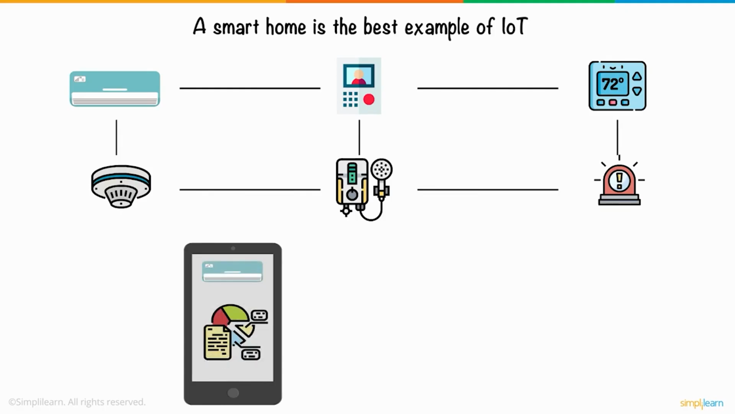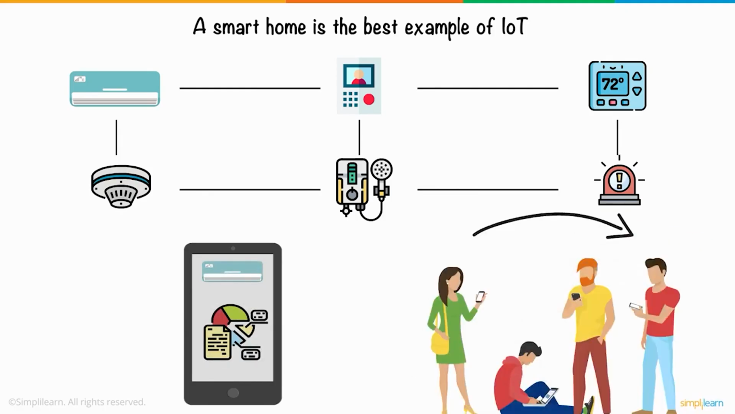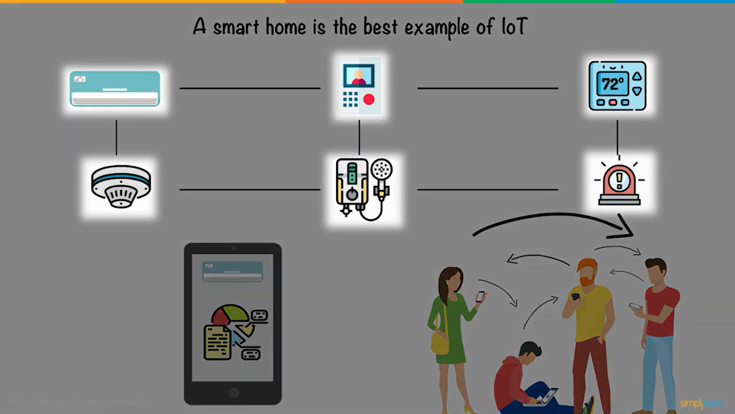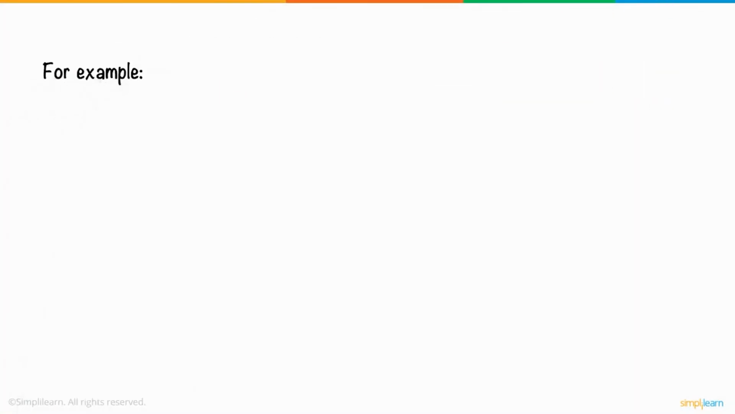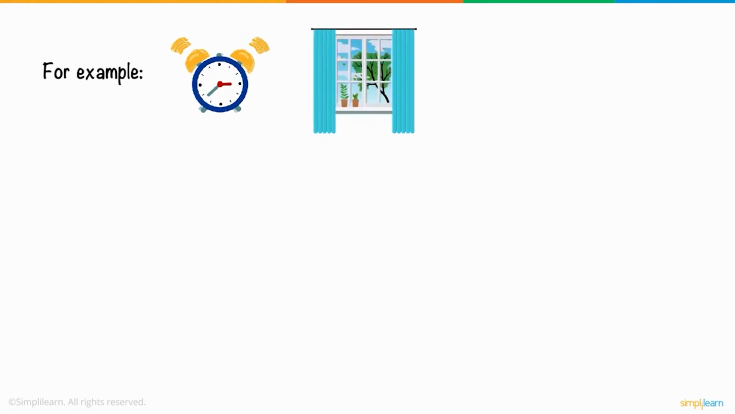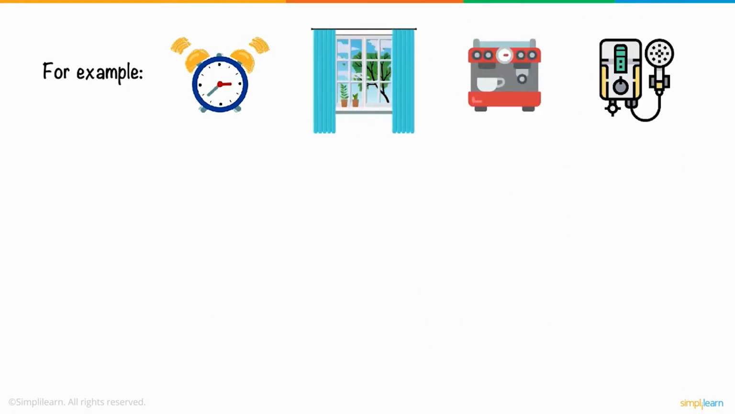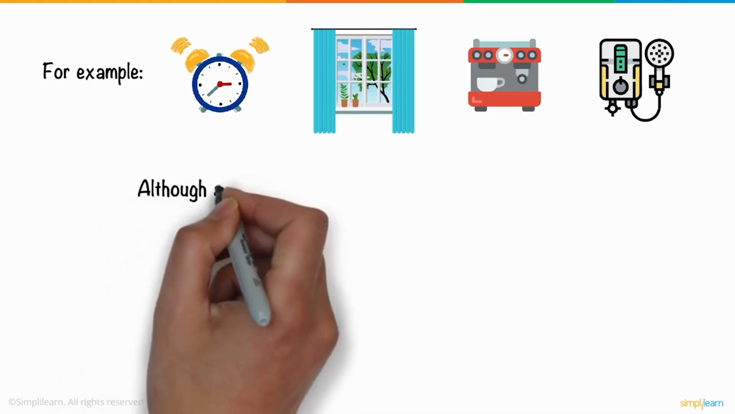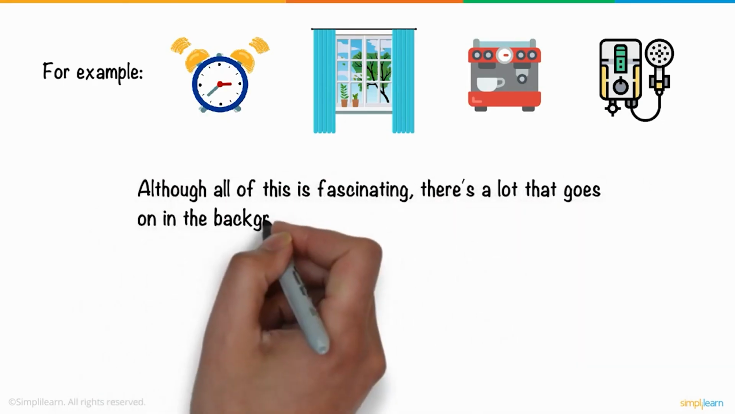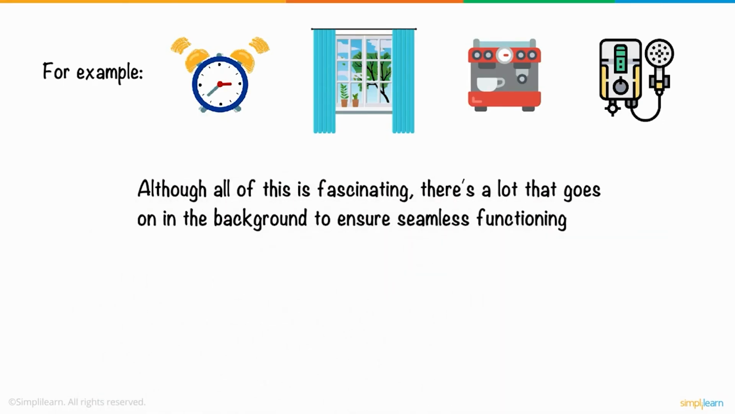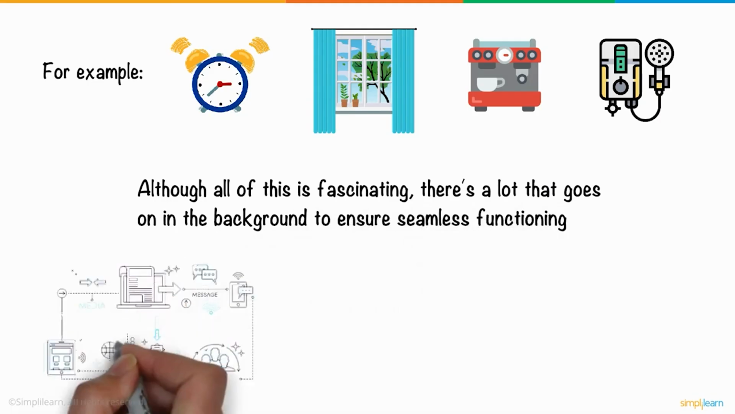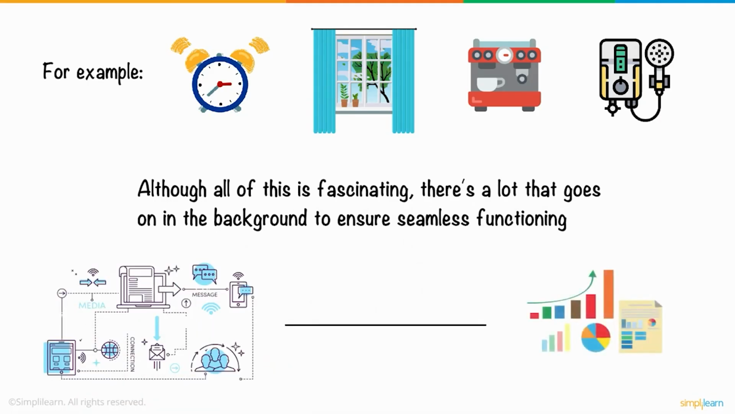Think about it. Until recently, the internet helped people connect and interact with each other. But now, inanimate objects or things have the ability to sense the surroundings, to interact and collaborate with one another. For example, in the morning when your alarm goes off, the IoT system can open the window blinds, turn on the coffee pot for you, and even turn on the water heater. Although all of this is fascinating, there's a lot that goes on in the background to ensure seamless functioning. From effective communication between devices to accurate processing of the data received, a lot of components are involved.